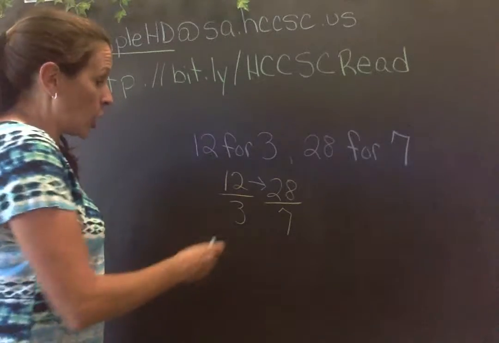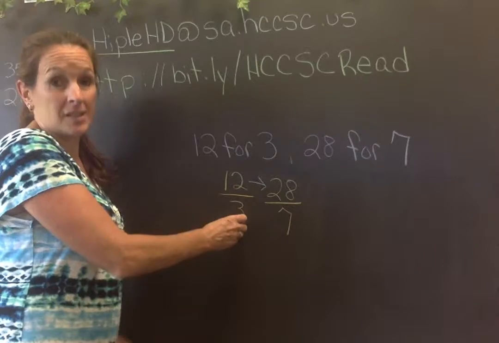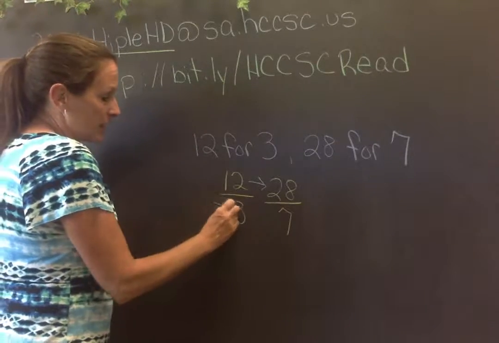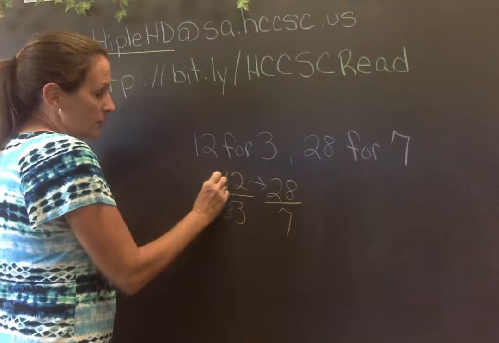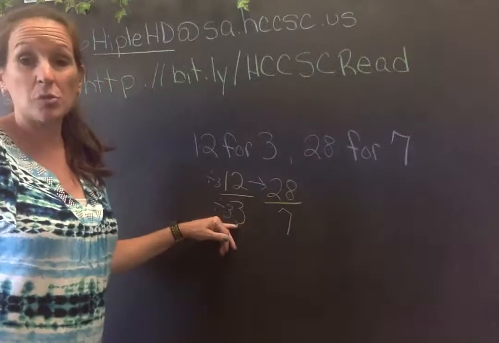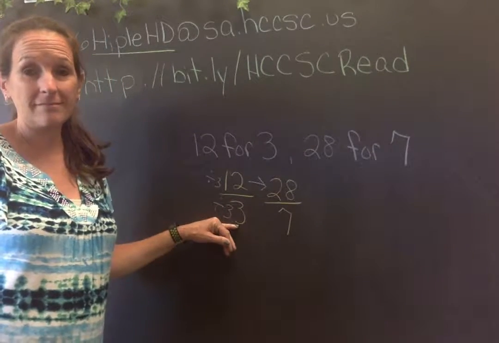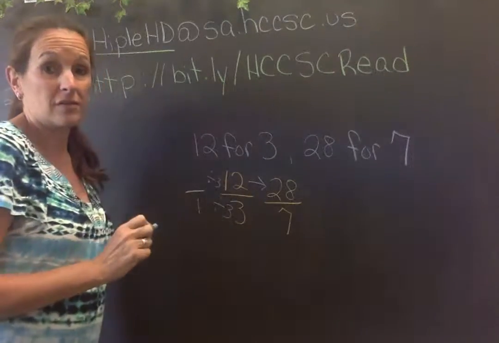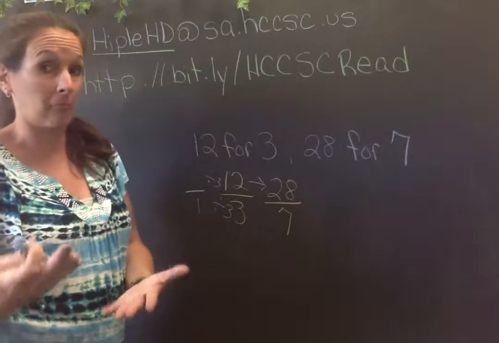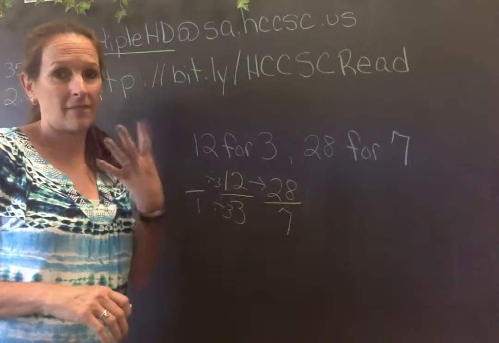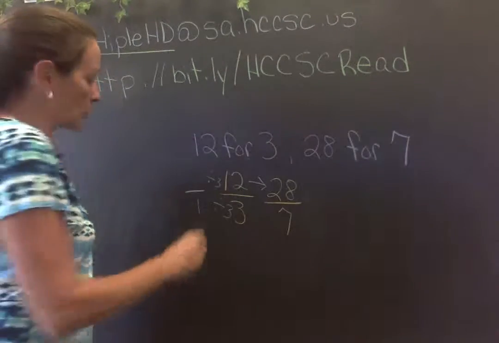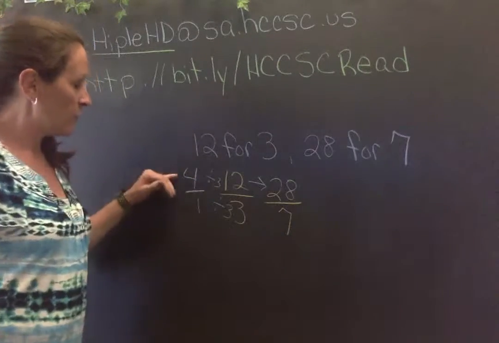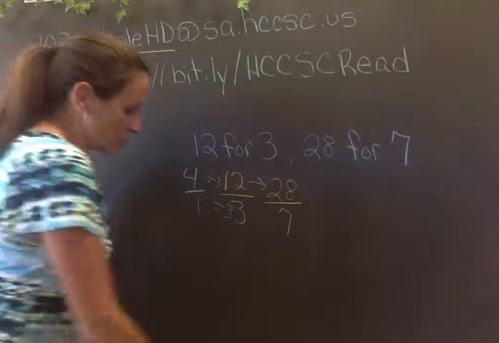So I know that I can divide the denominator and the numerator both by 3. So 3 divided by 3, 12 divided by 3. What is 3 divided by 3? It's 1, okay? 12 divided by 3 is 4, okay? So we're going to put 4 up here. Now I've got a different ratio, different fraction over here. 4 over 1.